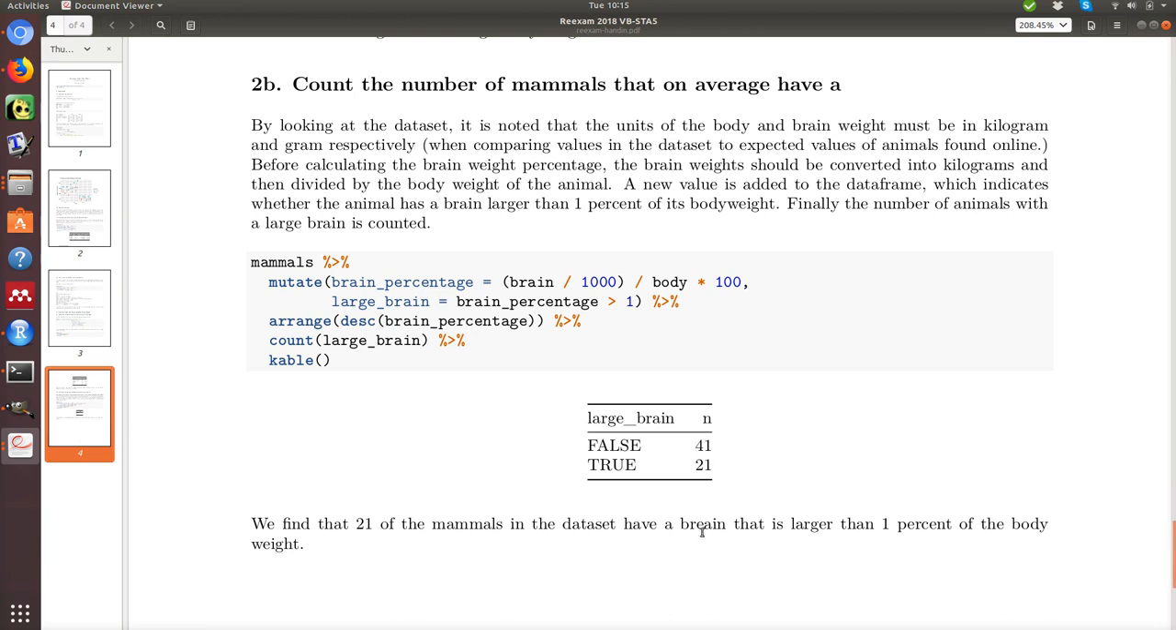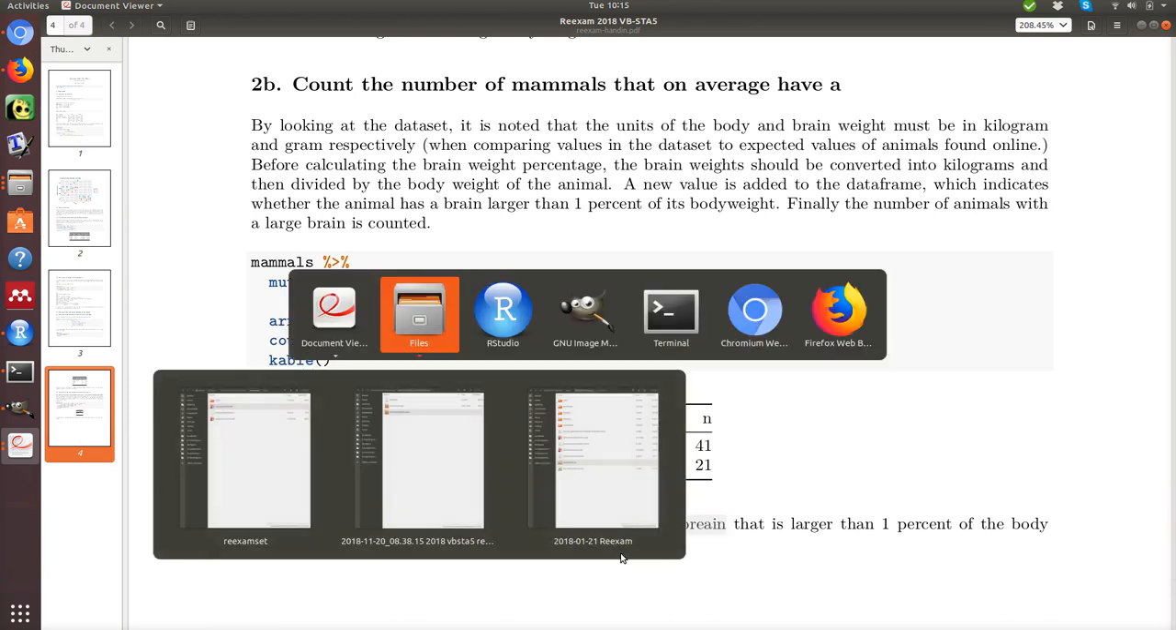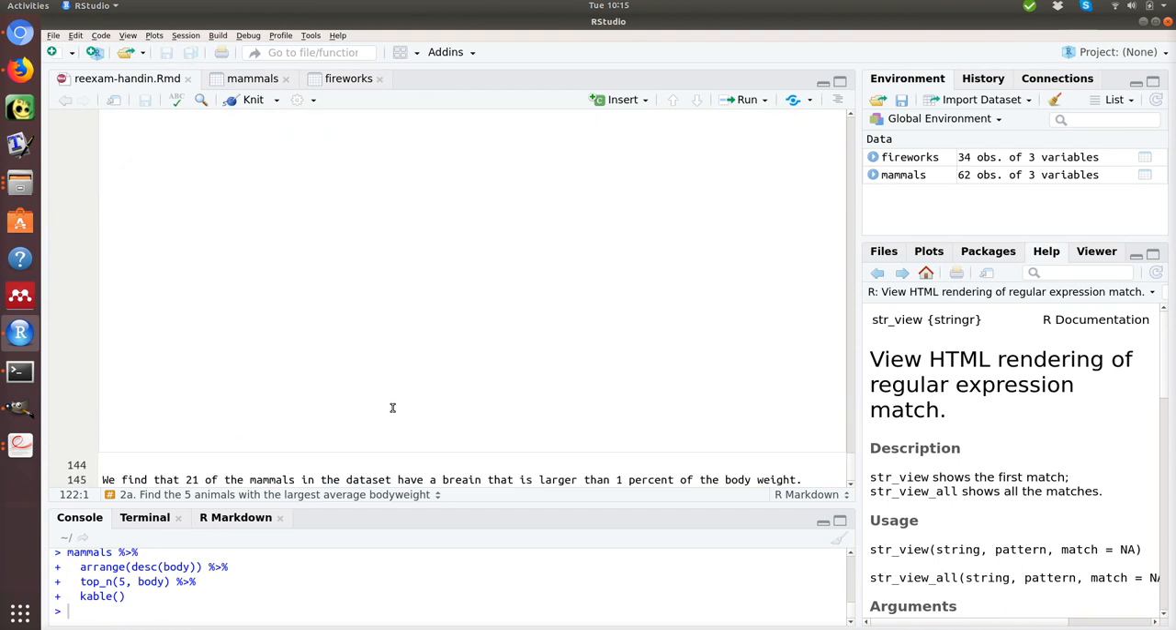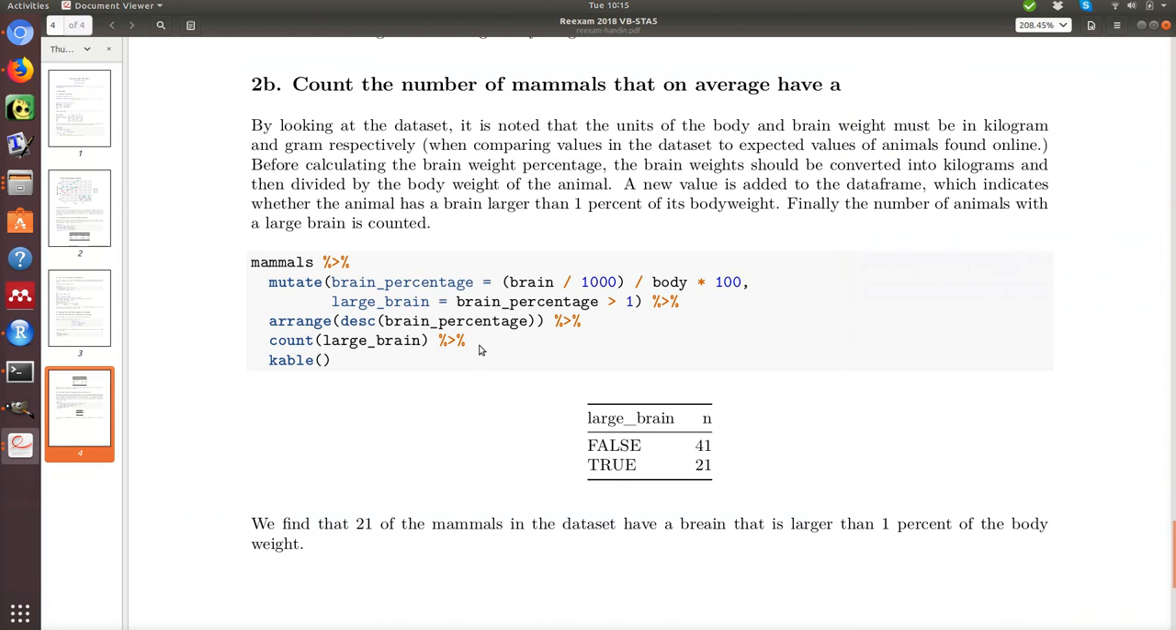Oh, there's a spelling error here. Let's just fix that. So that was how to solve the second exercise in the re-exam set from 2018. Hope you got something out of it.